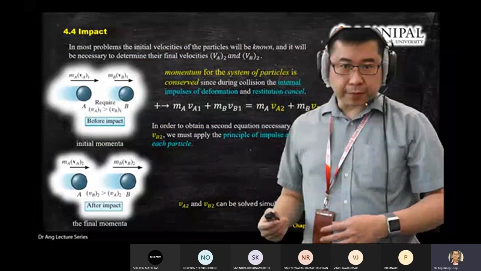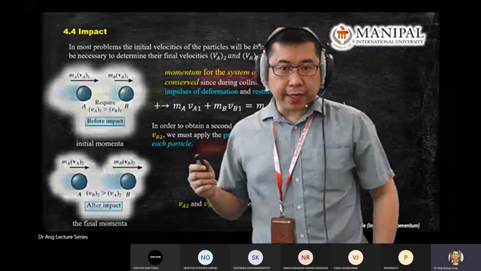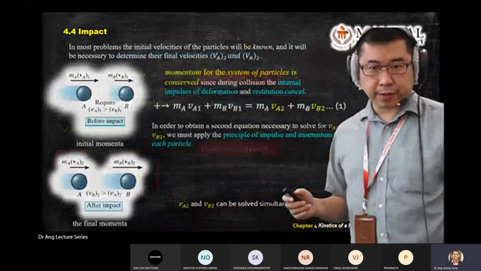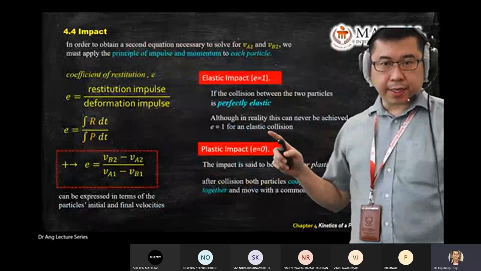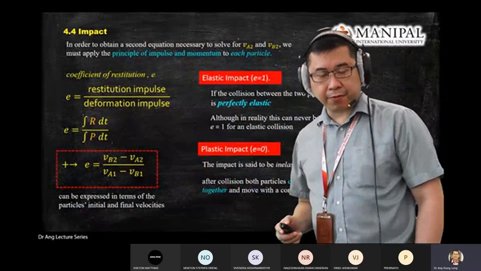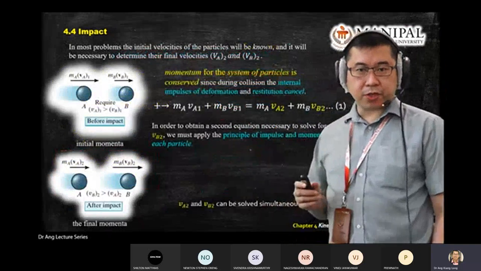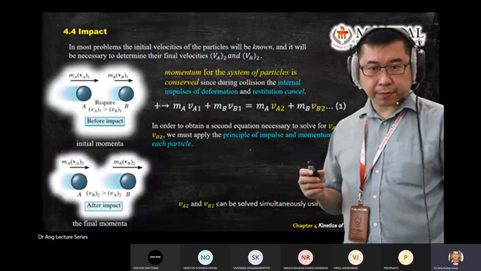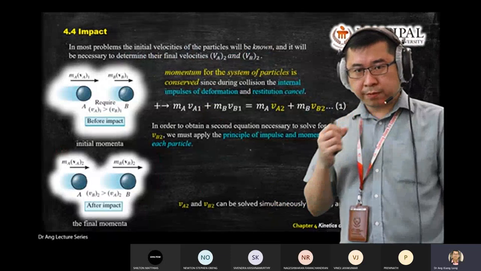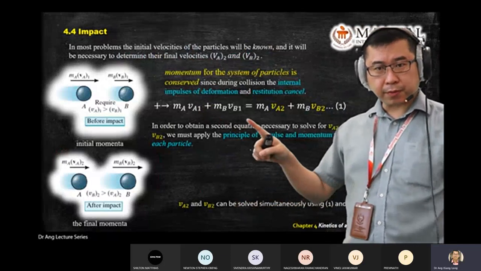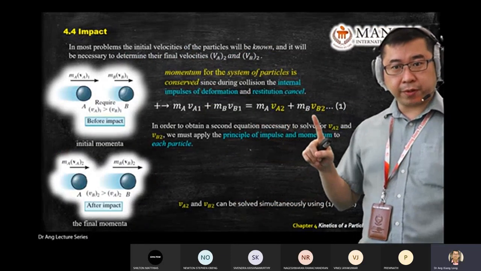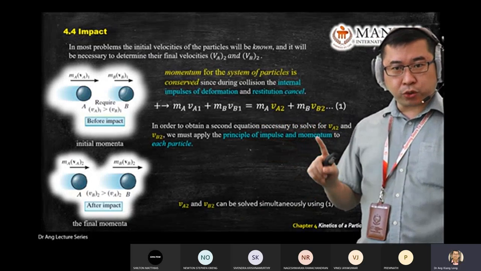Okay. Now we look at elastic impact and plastic impact before the break. Now we continue looking at how we solve the VA2 and VB2.